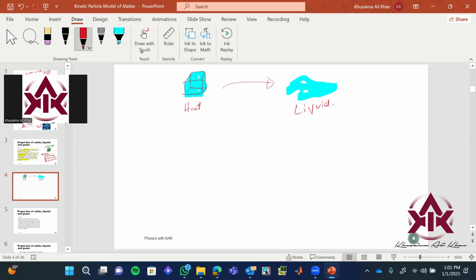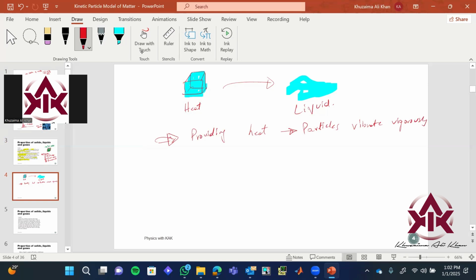So what is happening over here? We are providing force, because we're providing heat. What does heating do? Heating basically causes the particles to vibrate. The particles inside the solid structure start to vibrate vigorously. Vigorously means strongly, right?